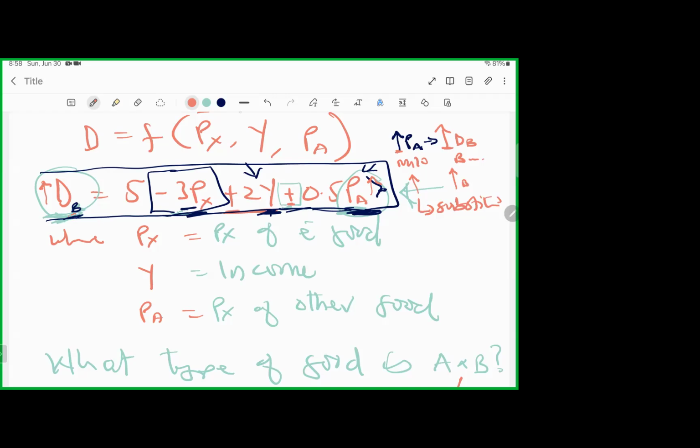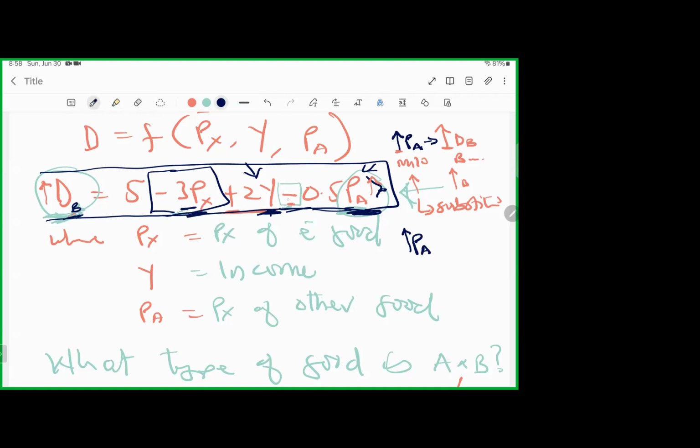However, if this was negative, let me cancel this one. However, if this was negative, in this particular case, you are seeing it from which particular perspective? Once there is an increase in the price of a particular good.